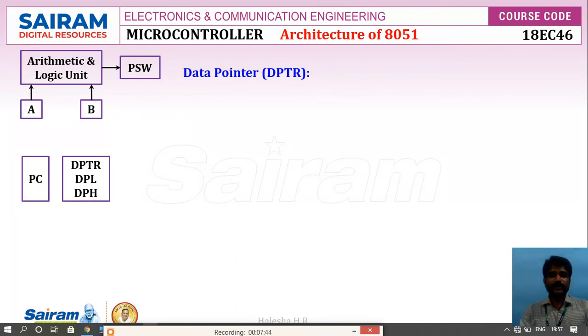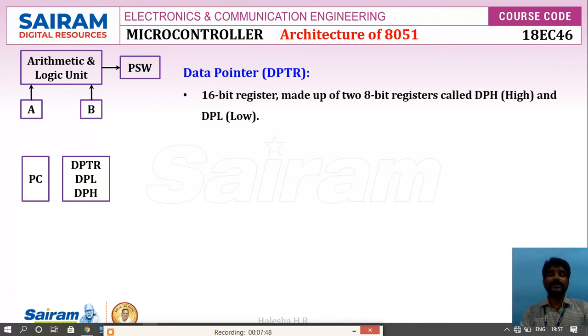Now we'll see another 16-bit register, the data pointer DPTR. It is a 16-bit register made up of two 8-bit registers. They are DPH, high, and DPL, low. So 16-bit means it is divided into two 8-bit numbers. If it is lower order, that is called the low byte, and if it is higher order, that is called the high byte. So this register is made up of two 8-bit registers: DPH, data pointer high, and DPL, data pointer low.